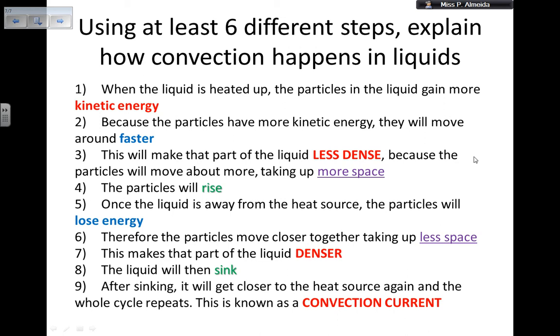So there you go. That is all about convection, which sometimes is not being used in the new specification, but you have everything you need to know now about conduction and convection, and radiation will follow, okay?